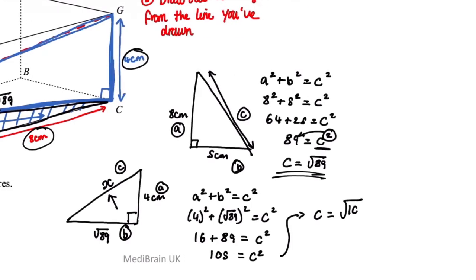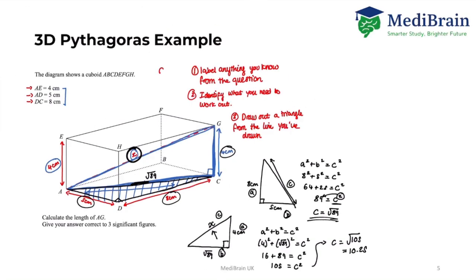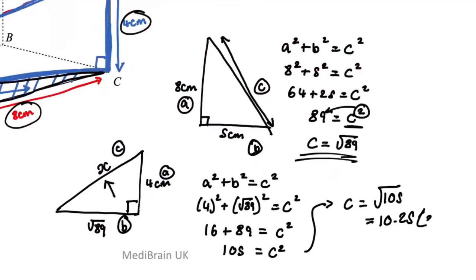Therefore, c equals the square root of 105, which gives you 10.25 to 2 decimal places, but it says 3 significant figures, so it's going to be 10.3 to 3 significant figures. So that's what our answer would be there.